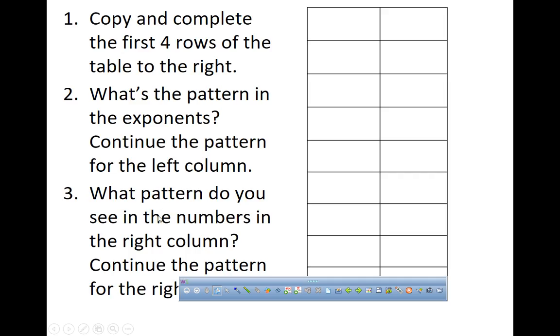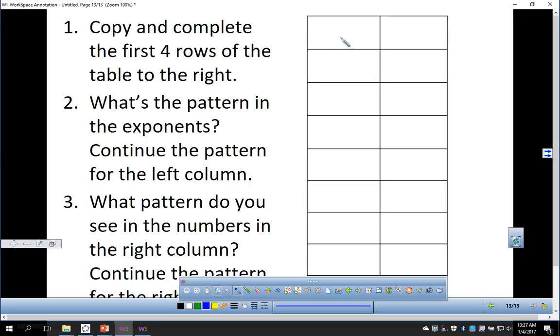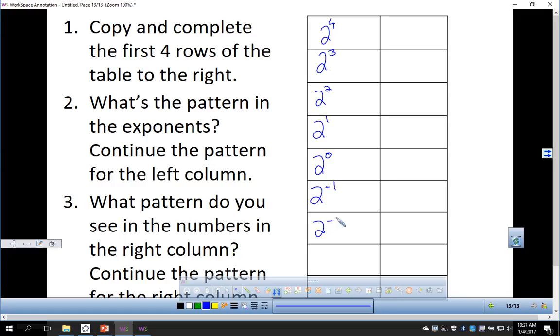Copy and complete the first 4 rows. Don't worry about this. But I want to show you something, okay? So say we know that, let's start with 2 to the 4th, okay? Then we're going to go to 2 to the 3rd. Then we're going to go to 2 to the 2. Then we're going to go to 2 to the 1. Then we're going to go to 2 to the 0. And then we're going to go to 2 to the -1. And then we're going to go to 2 to the -2.